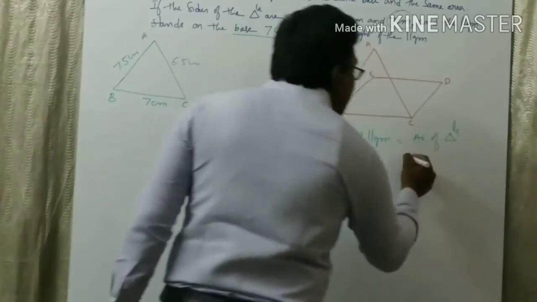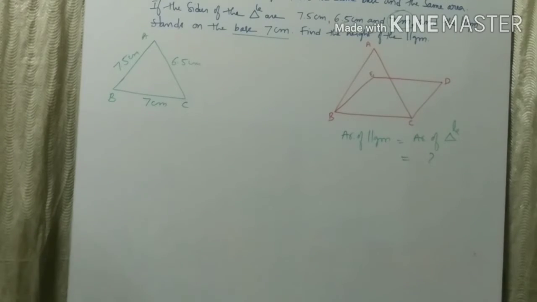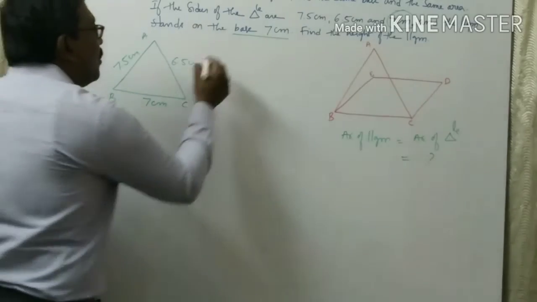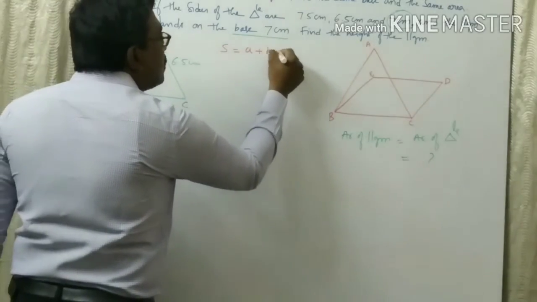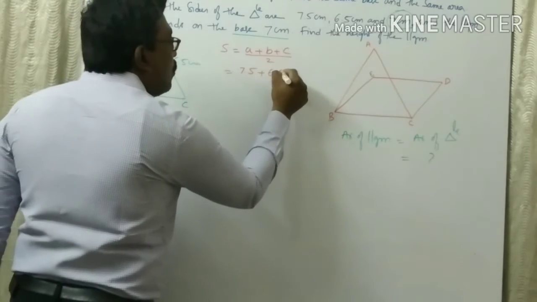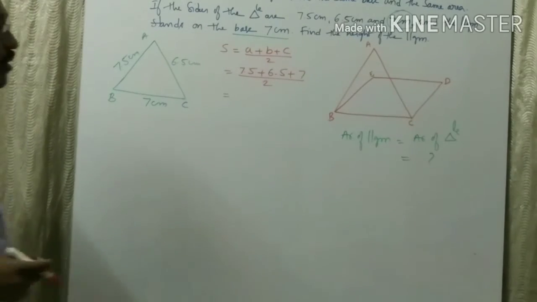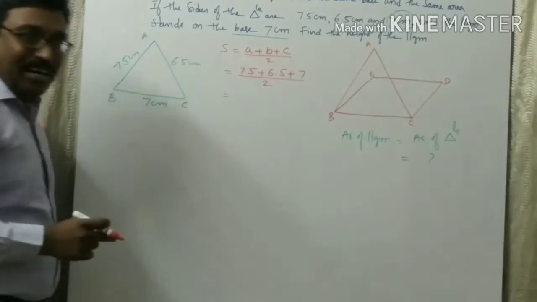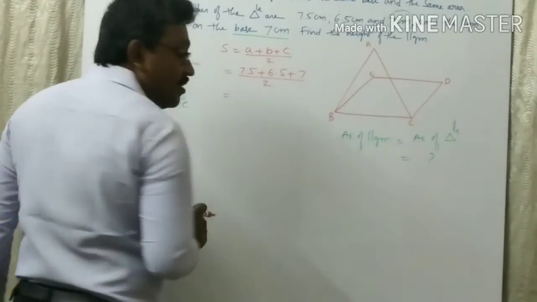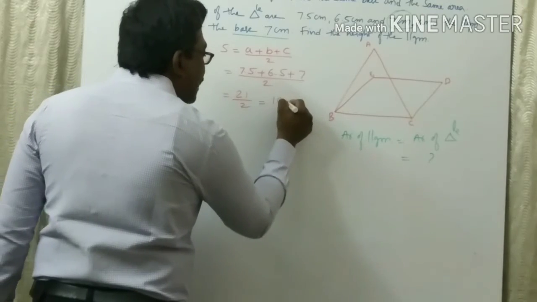Now, how much is the area of the triangle? For that, we can use Heron's formula. S is equal to a plus b plus c by 2. That is 7.5, 6.5, 7 by 2. Now, 7.5 plus 6.5: 7 plus 6 is 13, plus 1 is 14. 14 plus 7 is 21. 21 by 2 is nothing but 10.5.